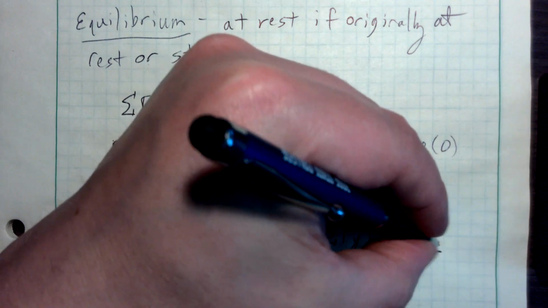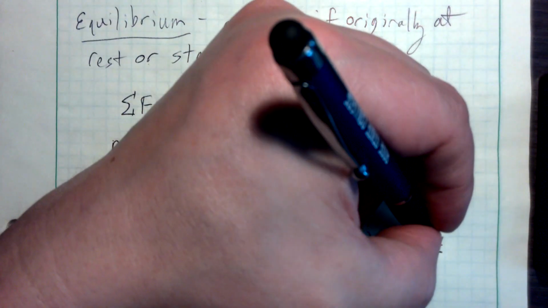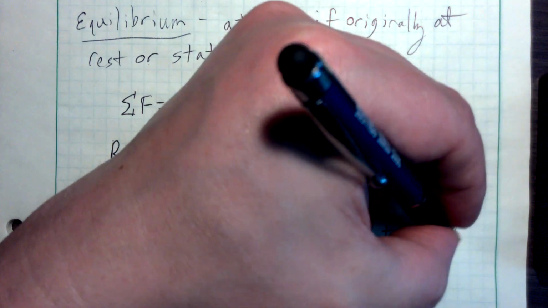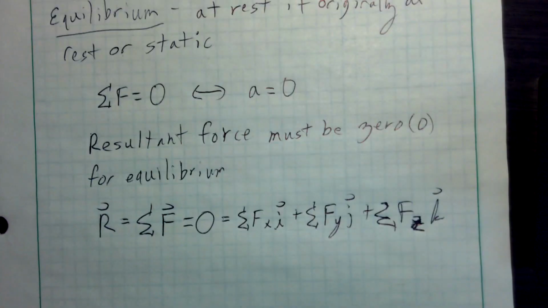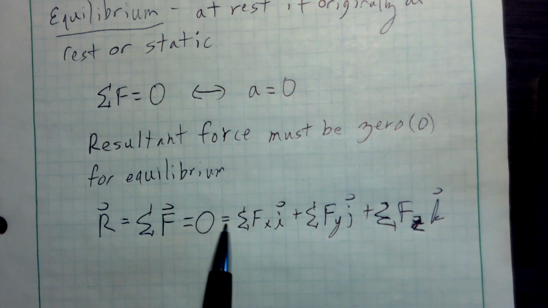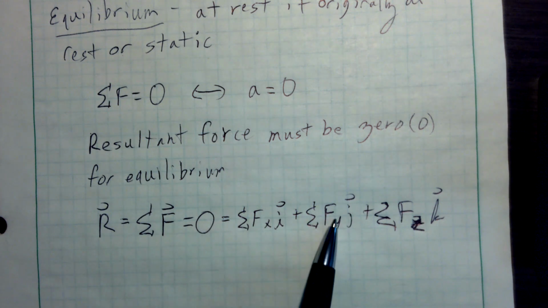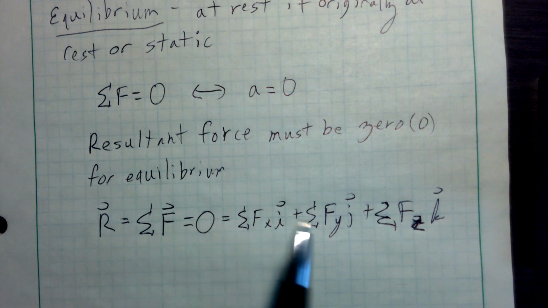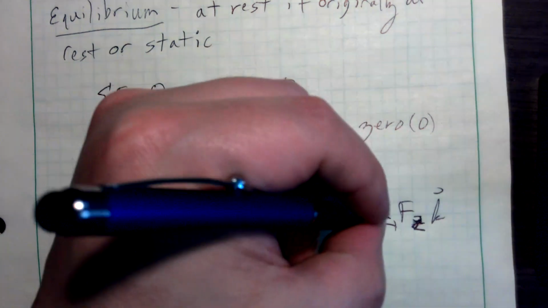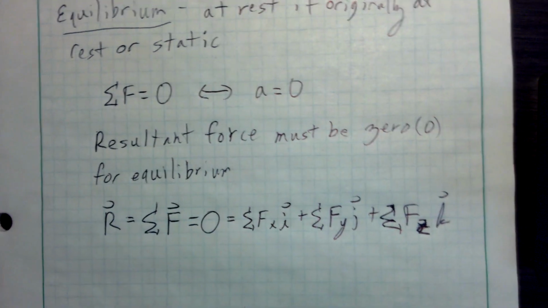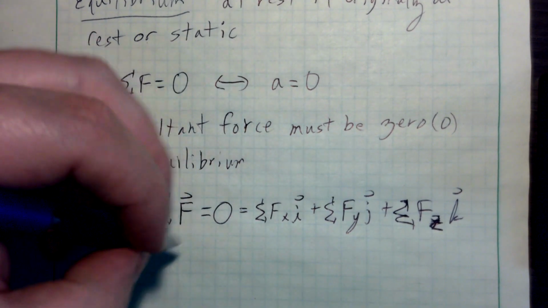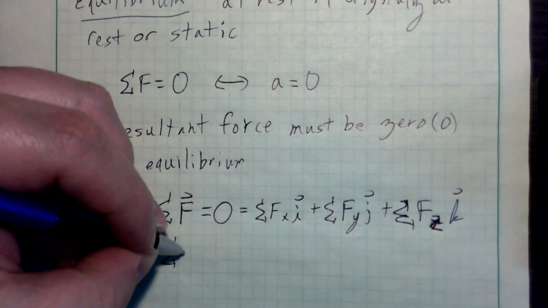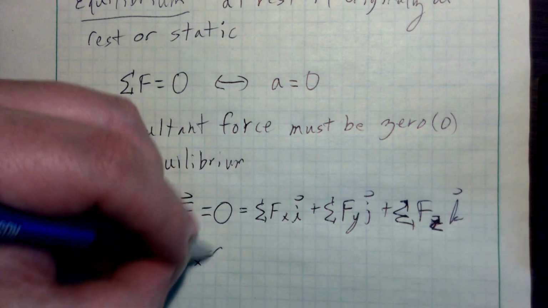So if I take the sum of forces in x, y, and z, they're all going to add up to be 0, meaning if I add up all the forces in the x direction, they must be 0. If I add up all the forces in the y direction, they must be 0. And if I add up all the forces in the z direction, they must be 0. And basically what we're saying is we're going to equate, similar to equating coefficients.